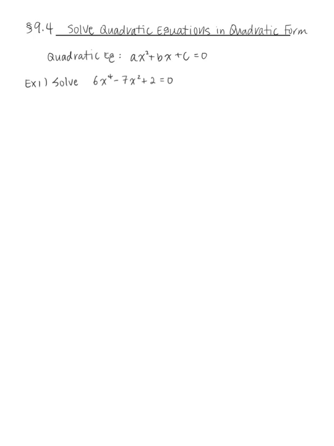Let's try something like this. Solve 6x to the fourth minus 7x squared plus 2 equals 0. Now notice that this equation does not start out with something x to the second power. So our job is to make the highest exponent into 2. Right now you're given degree 4 here. Our job is to make that into a degree 2 somehow.